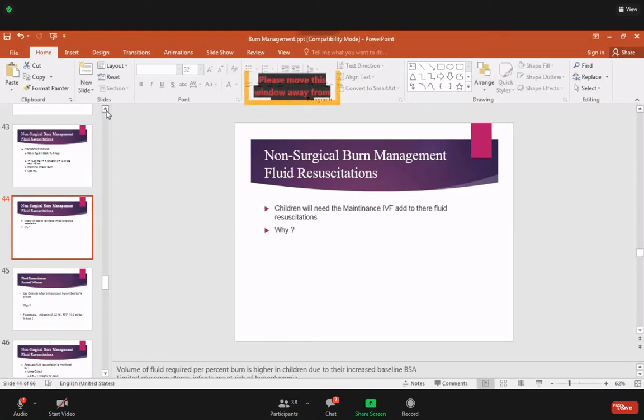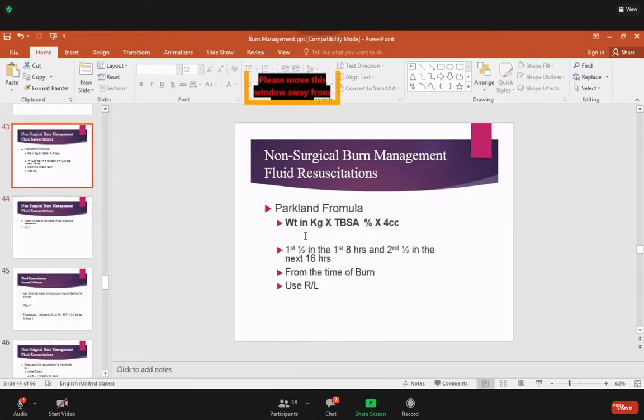So we use the Parkland formula: 4 ml into weight in kg into total body surface area burnt, that is, 4 ml per kg body weight per percent total body surface area burnt. Now I give you one question. If you come across a 70 years old male with 30% body surface area burnt, how much fluid can you calculate for this person? 70 kg man, 30% total body surface area burnt. Calculate the fluid requirement for this person.